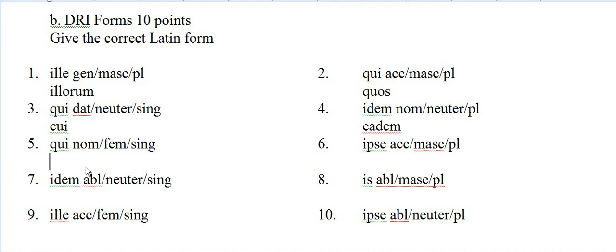Make sure you watch out for your singulars and plurals. This is a place where you could get confused. And if you get something like idem, which is above there, you can look at the chart above to help you.